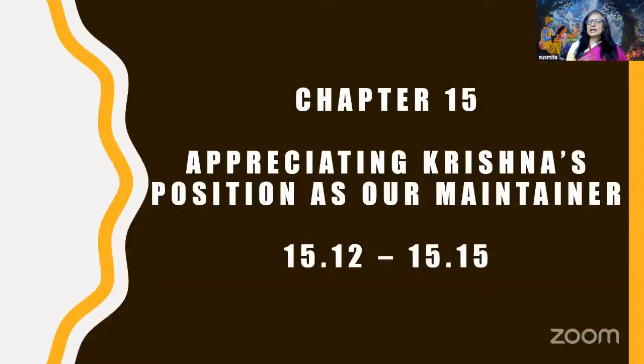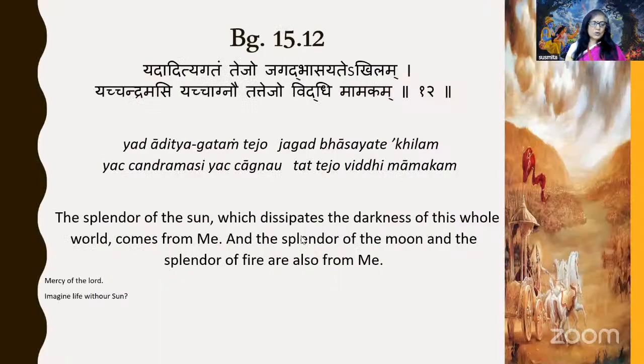So this finishes the last section on transmigrating from one body to another. How does the living entity transmigrate? And now we will see the role of Krishna as our maintainer. That is the next section, from 12 to 15. It talks about appreciating Krishna's position as our maintainer. So let us see what Krishna says in Shlok number 12.